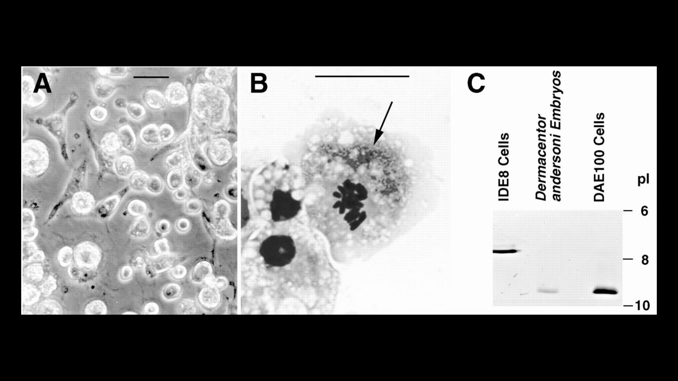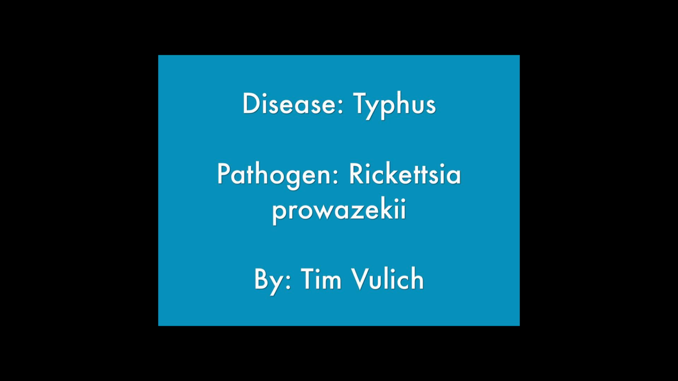Typhus group: Rickettsia prowazekii, worldwide, epidemic typhus, recrudescent typhus, and sporadic typhus. Rickettsia typhi, worldwide, murine typhus, endemic typhus. Scrub typhus group. The causative agent of scrub typhus, formerly known as Rickettsia tsutsugamushi, has been reclassified into the genus Orientia.